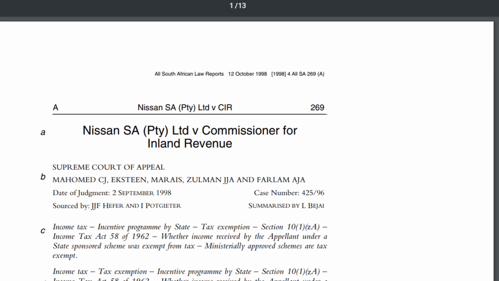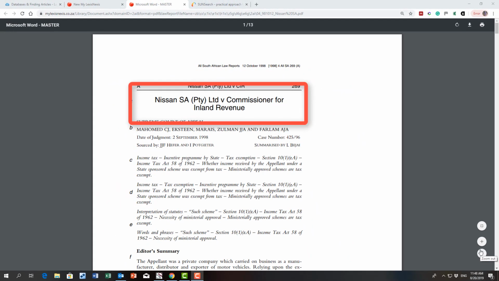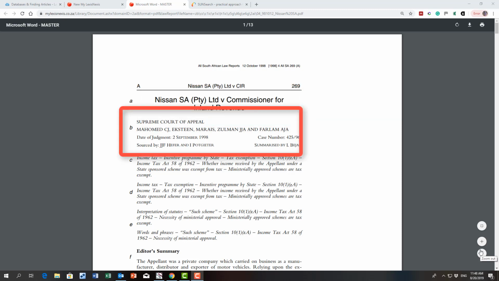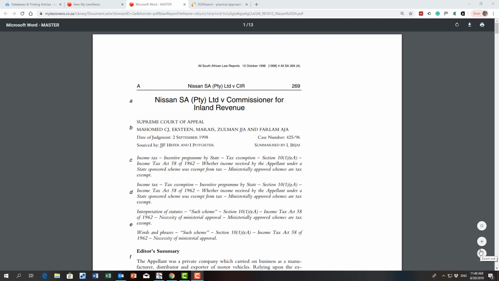Next up, the case name, which consists of two parties: the applicant, which is Nissan South Africa Proprietary Limited, versus the respondent, Commissioner for Inland Revenue. Also note the court deciding the case, as well as the judges, the date of the judgment, and the persons responsible for the editor's summary.